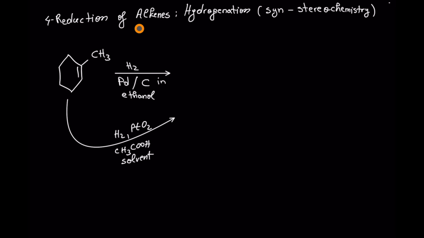Let's move now to the reduction of alkenes. That is a process that is called hydrogenation, that occurs in syn stereochemistry, or in the same phase, due to the fact that we are going to deal here with a heterogeneous catalysis. There are two ways to hydrogenate the alkene. The first one is by palladium on charcoal and ethanol as a solvent, and the other way is by platinum oxide, using acetic acid as a solvent. Both these reactants, the first one is more commonly used, yield a product that is an alkane.